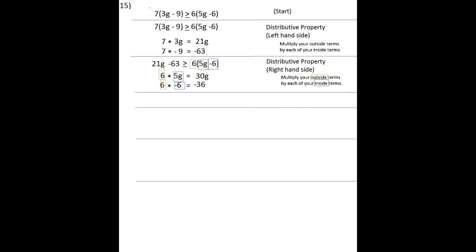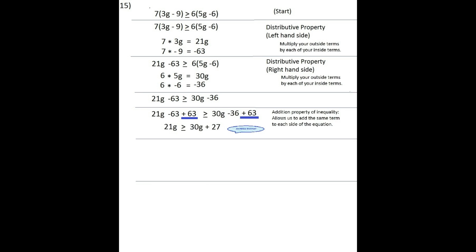We have 21g minus 63 is greater than 6 times the quantity 5g minus 6. So 6 times 5g is 30g. 6 times negative 6 is negative 36. So multiplying your outside terms by each of your inside terms. All right. So we've taken care of that left and right hand side. So we've simplified this problem to look like 21g minus 63 is greater than or equal to 30g minus 36.